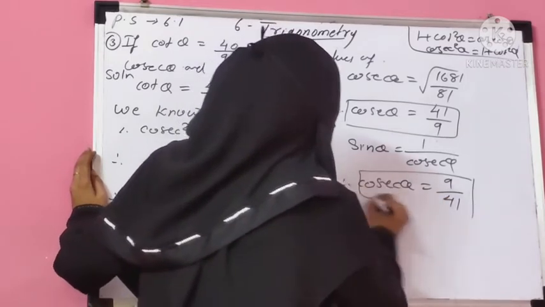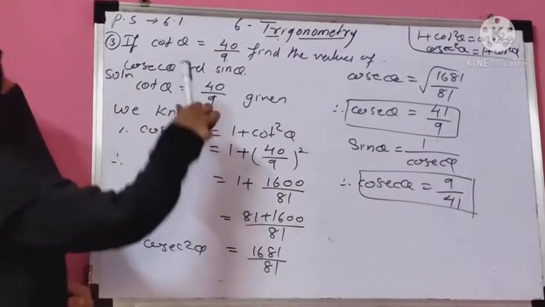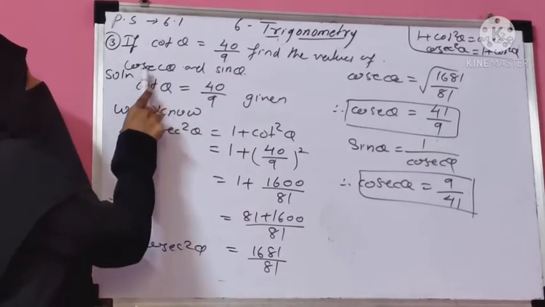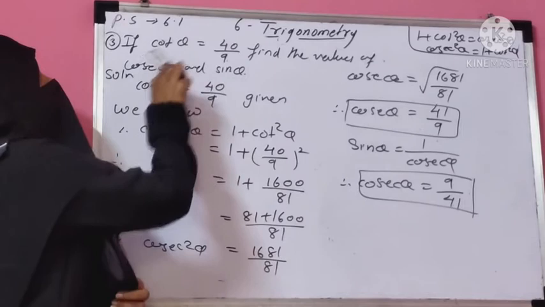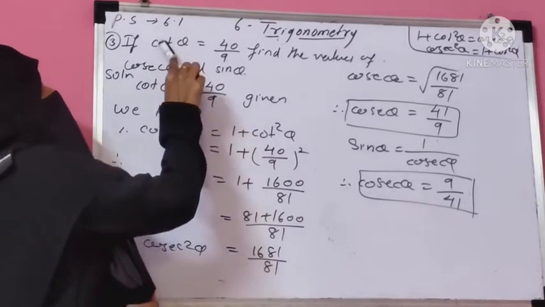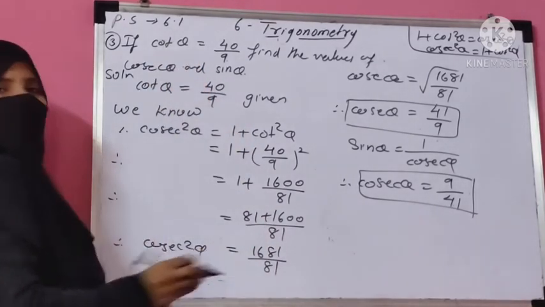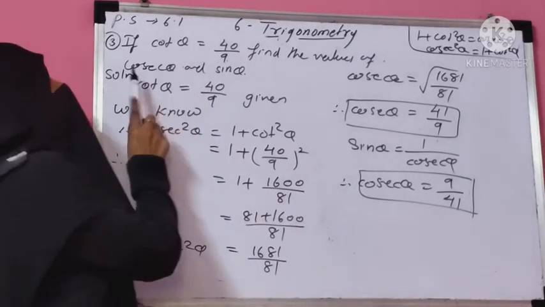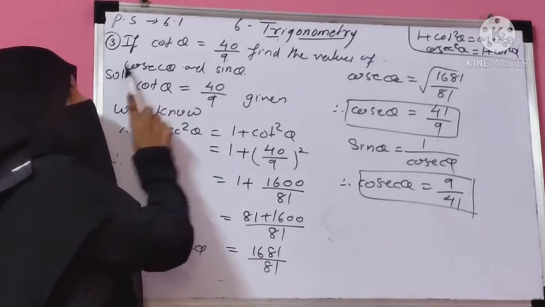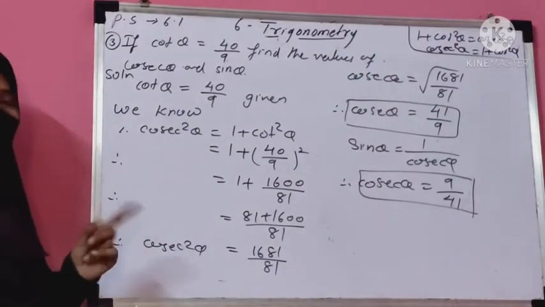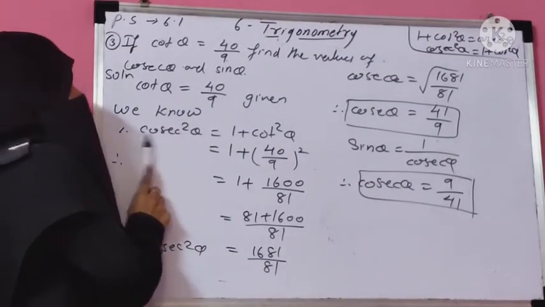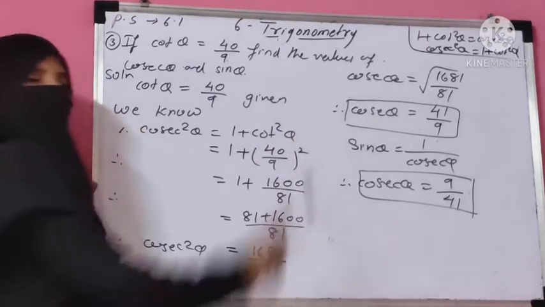Got it? Once again see here cot theta is given and you have to find cosec and sin. So first of all recall in your mind the identities formula related with cot and cosec, which is cosec square theta is equal to 1 plus cot square theta. Now apply that formula. Cosec square theta is equal to 1 plus cot square theta.